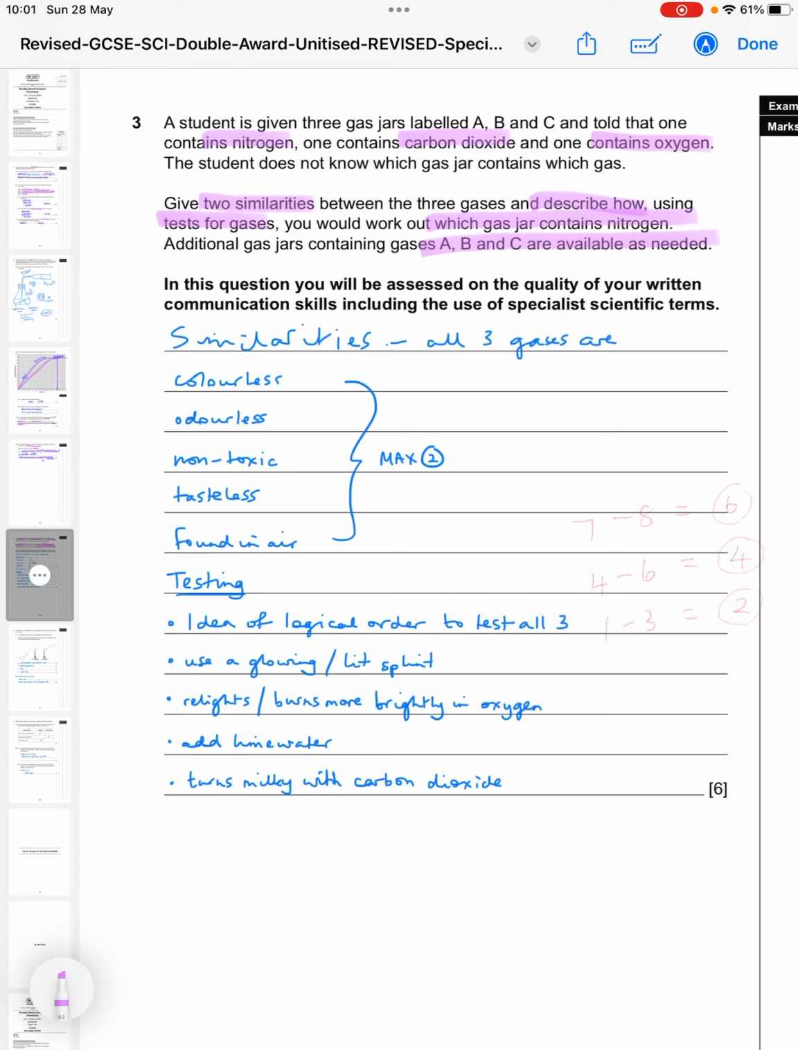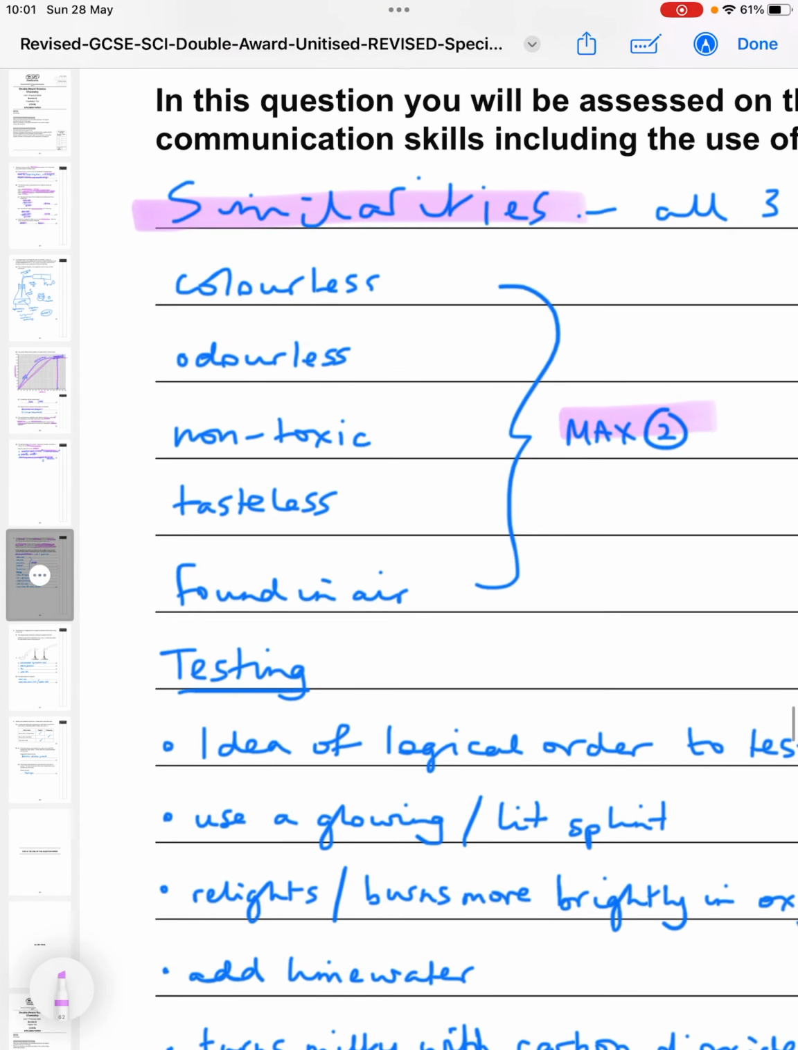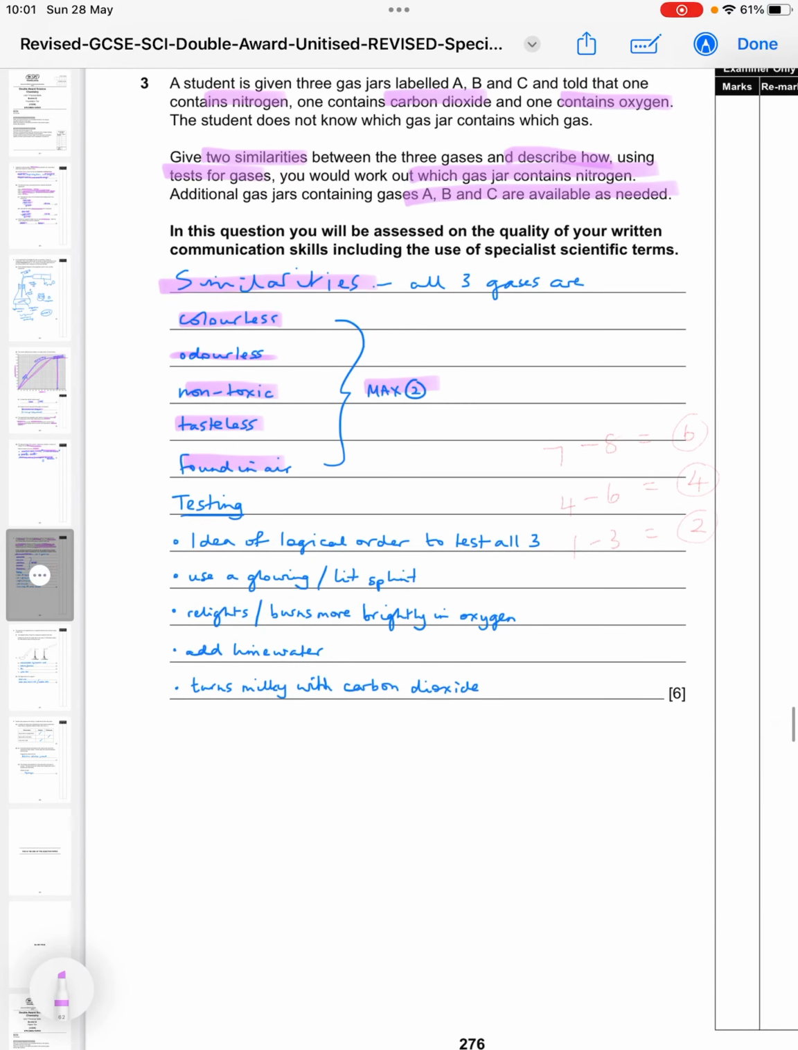So this is one of the ones which is assessed using written communication skills and specialist scientific terms. So just make sure you're using scientific words in this. So similarities, and you could have had a maximum of 2 of these. All of those gases are colourless, odourless, non-toxic, tasteless, and they're found in air. So a maximum of 2, because it says 2 similarities in the question itself.